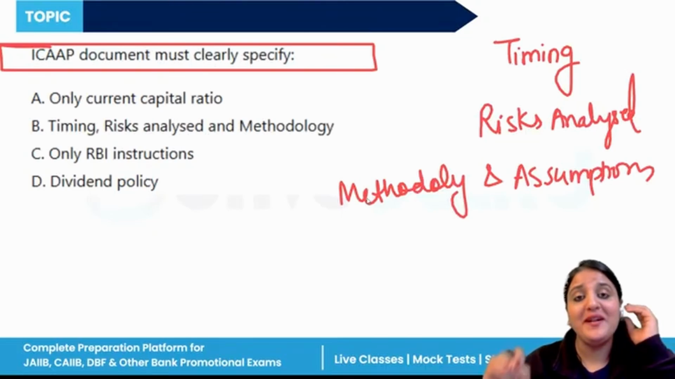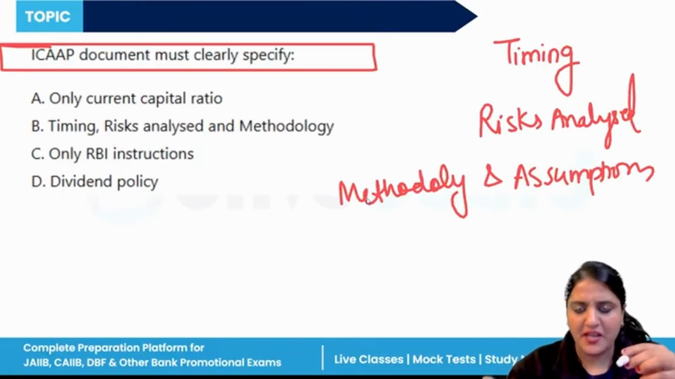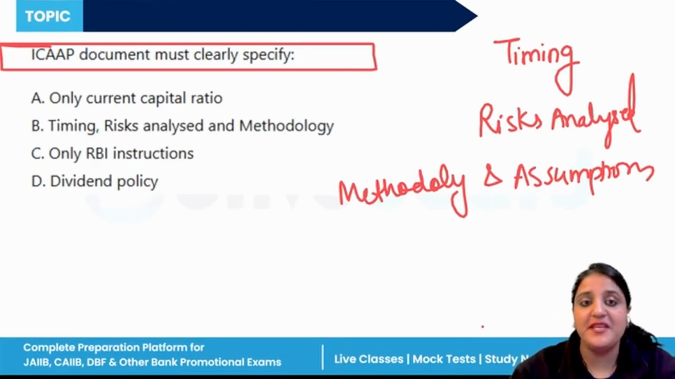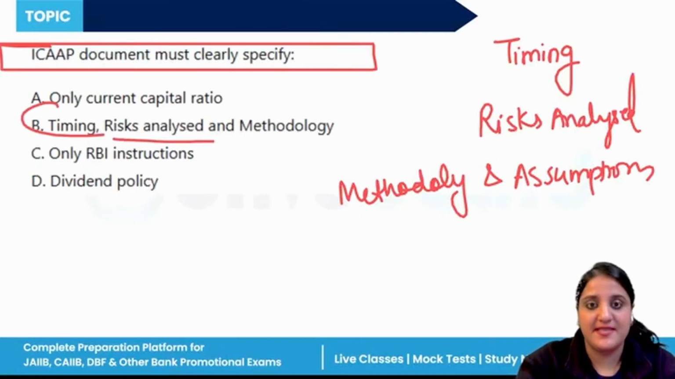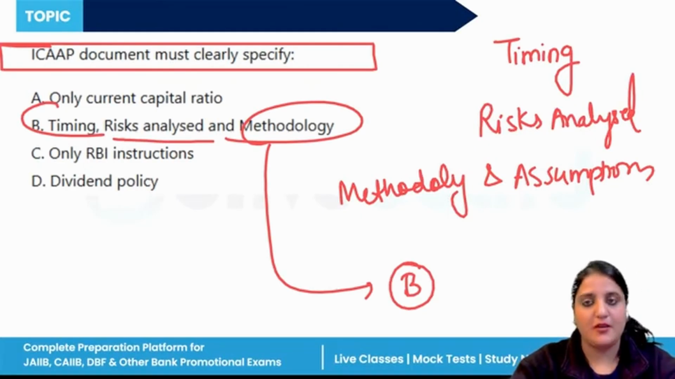So the ICAP document has to clearly specify what is the time of assessment, what are the risks analyzed, and what is the methodology and assumptions used. So that's why option B is correct here. Timing, risk analyzed, as well as methodology. Got it?